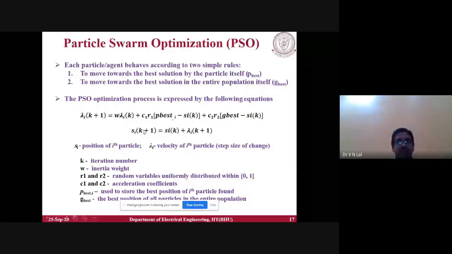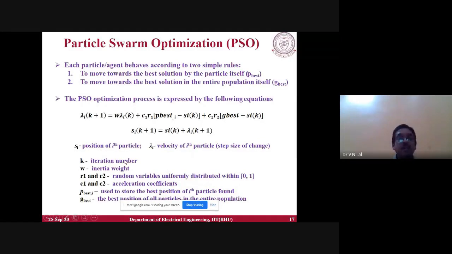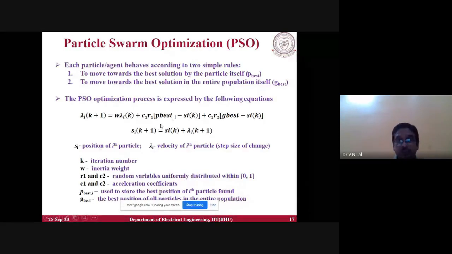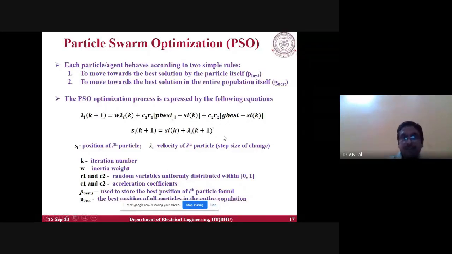Okay, and these are different factors which we will be using. The k is the iteration number, obviously instant. W is the inertia weight, that is the factor for this previous velocity. R1, R2 are the random variables. C1, C2 are the acceleration coefficients for the individual best position and global best position. And in this way, this whole particle swarm optimization is defined by the expression.